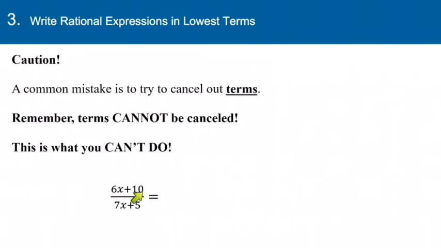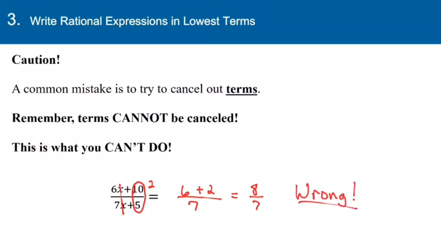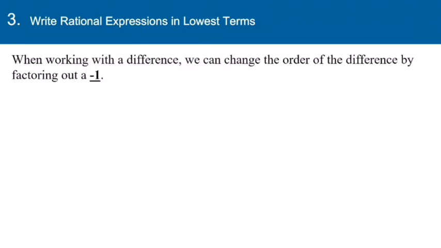If we had 6x plus 10 over 7x plus 5, a lot of students think you can cancel out the x's and that 10 over 5 will reduce to 2 over 1. That is false. So a lot of people would do this and they would end up with 6 plus 2 over 7 and they would get 8 over 7 as their answer. That is completely wrong. You cannot do that. In fact, the expression we started with can't be simplified at all. So this would be 100% wrong. All right, let's keep going here.